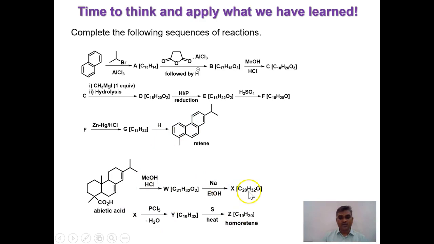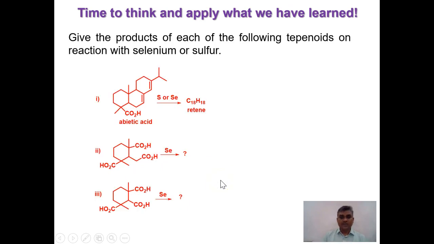Similarly, for the homoretene formation here, the Wagner-Meerwein rearrangement is involved. So students should undertake this reaction sequence also. Now, selenium dehydrogenation, which is very important here: predict the product of the following reactions with sulfur or selenium. This is also equally important.